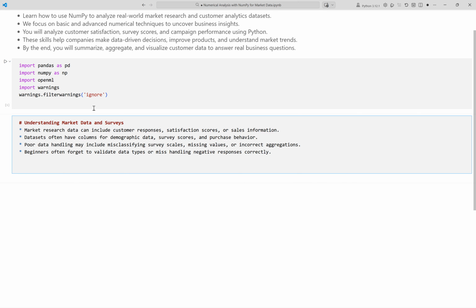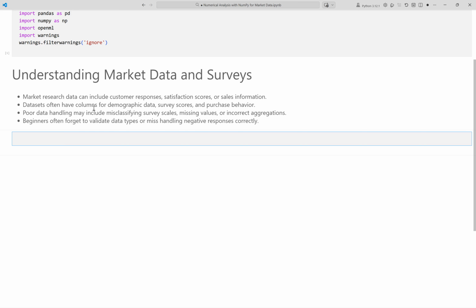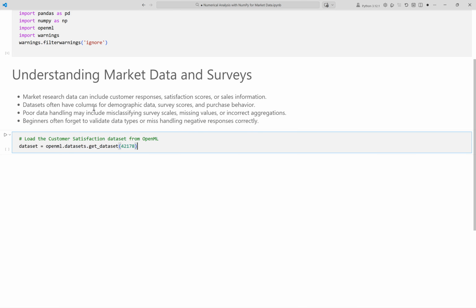Running the cell now. We access a real customer satisfaction dataset from OpenML. We fetch the dataset by its ID. The data is loaded as a pandas data frame for easy numerical analysis. We print the number of rows and columns in this dataset. We preview the first 3 customer records to understand available fields.